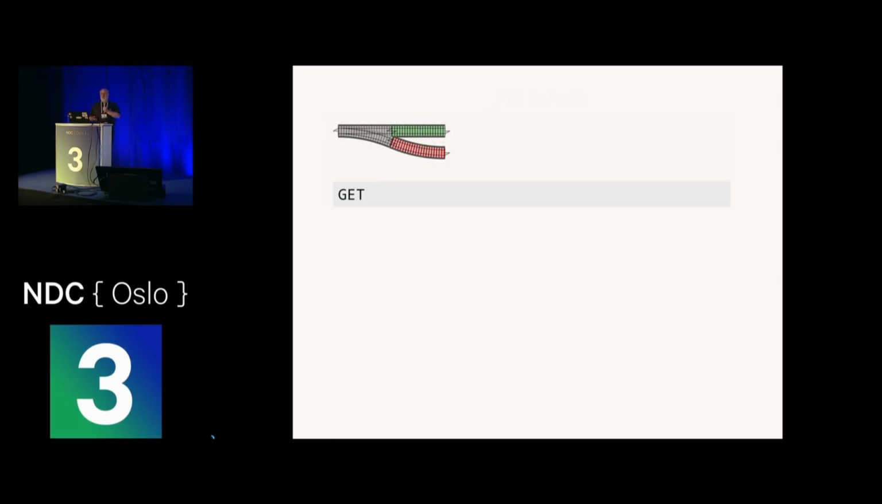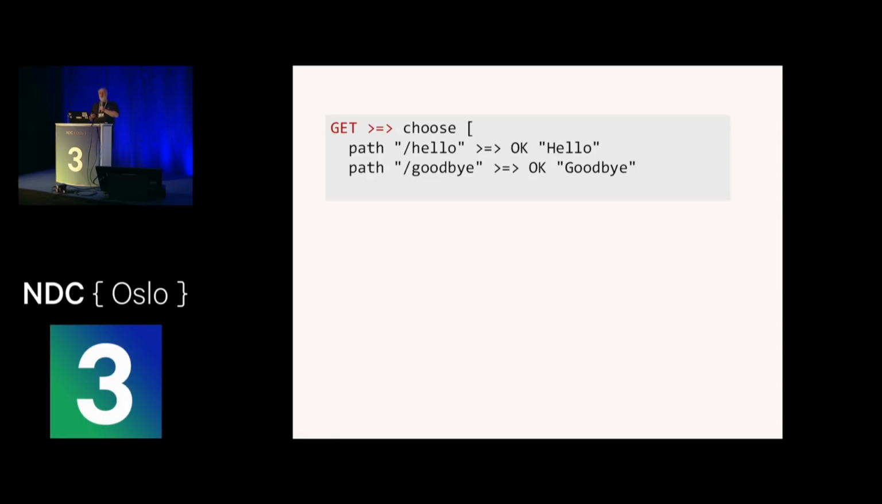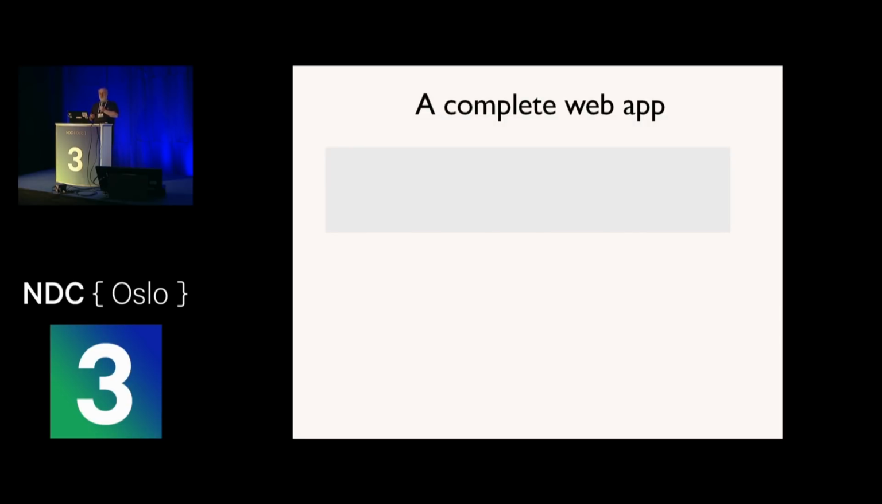Okay? And then we have a web part called get, which only succeeds if the request is a get request. And then we can take that get and we can connect it to the choose. And now what we have is something that will only succeed if it's a get request and if it's one of those two paths. All right, so now we've built up a more complex thing.